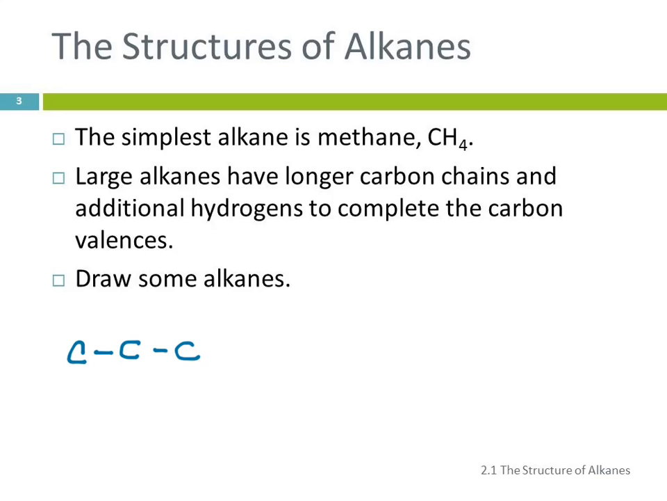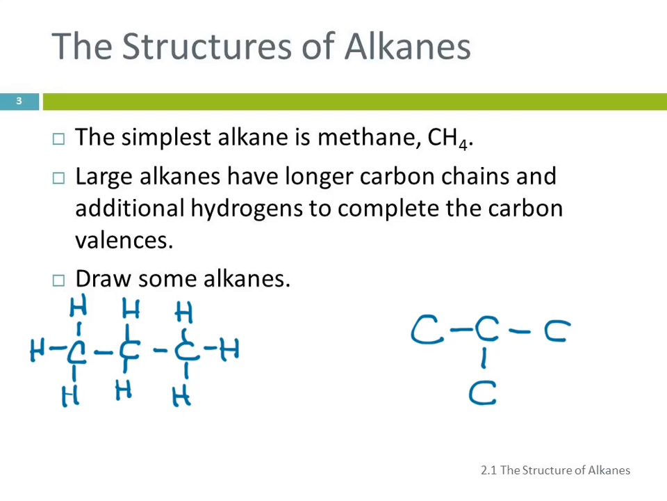So we could have an alkane that has 3 carbons instead of 1. The carbons are attached in a line there. And then it would need to have hydrogens to fill the remaining bonds for the carbons, because the carbon wants to have 4 bonds.